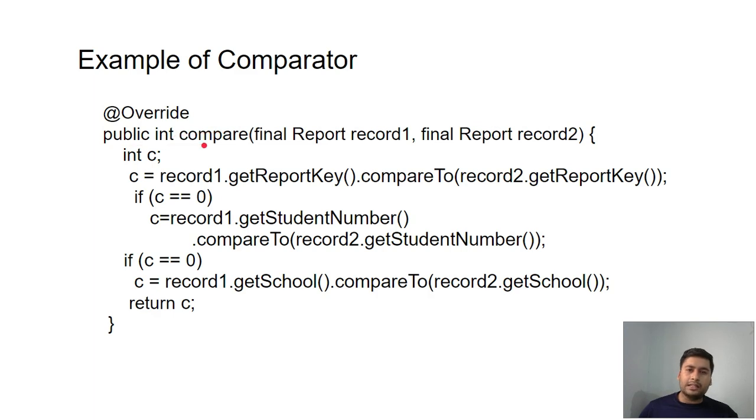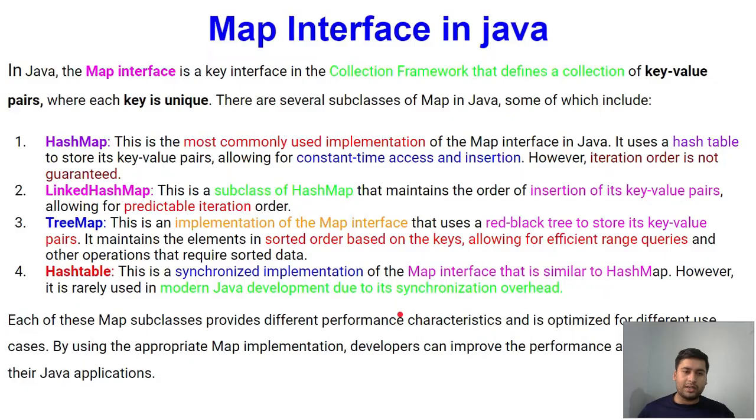Here you can see an example of the comparator. The Comparator has one method called compare, and through the compare method we can pass two arguments, record1 and record2, and apply compareTo inside this. Through that we can get the result of student number sorting, report key sorting or school name sorting. I hope you understood, and it's very useful sorting.